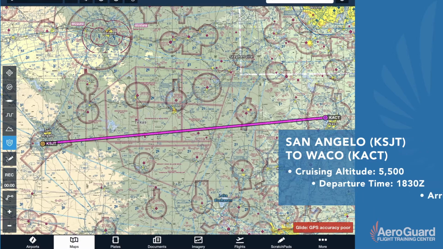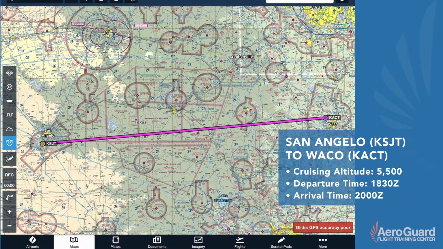And then we planned for a departure time around 1830 Zulu, and based on the winds that should put us at an arrival time around 2000 Zulu. So those are the things we're going to want to keep in mind as we walk through this weather briefing. First, we're going to start by identifying any adverse weather that might immediately rule out the opportunity for us to do this particular planned flight.